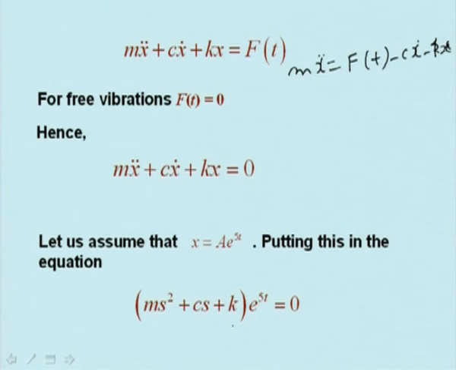Now for free vibrations, F(t) is equal to 0. Hence m x double dot plus c x dot plus k x is equal to 0 for free vibrations. So this is the equation for free vibrations, here including damping.